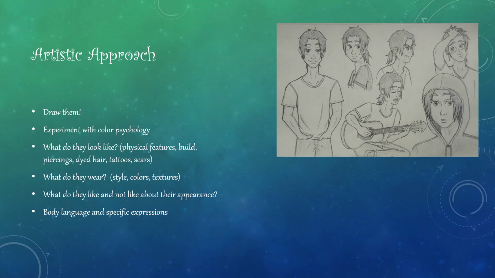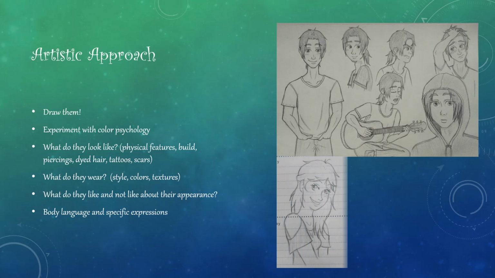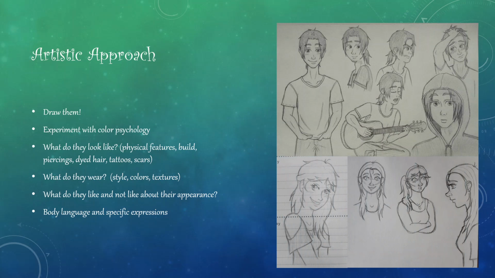Color psychology is the theory of how colors can make us feel a certain way, so you can create something abstract and turn it into a color representation for a character, and play with all sorts of patterns. For more concrete details, you should consider what they look like. This includes physical features, build, piercings, dyed hair, tattoos, or scars, for example. Scars always have a story, you know.